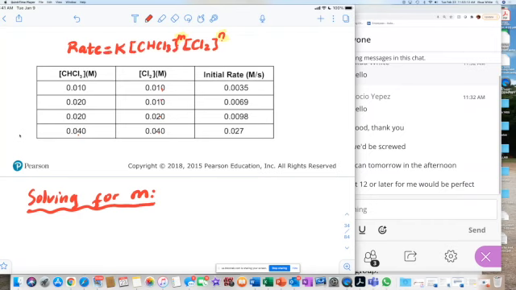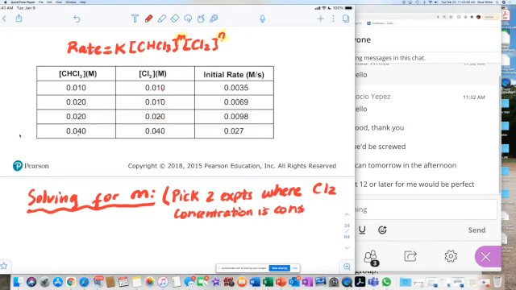Okay, solving for m. So if our goal is to solve for m, that means in our calculations, m should remain. So to solve for m, my strategy here is to pick two experiments where Cl2 concentration is constant. Why am I picking Cl2? Because Cl2 doesn't have m on it. Cl2 is power n. So where the Cl2 concentration is constant.